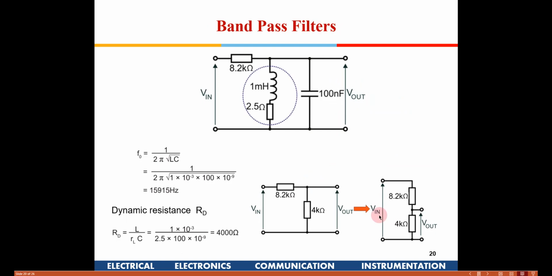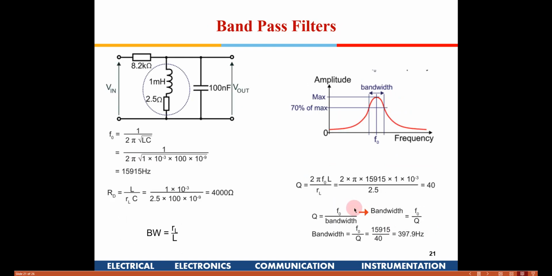So this is how a band pass filter is designed. If I take an example here, these values are given. To compute f0, I write 1 by 2 pi root LC, substitute these values, and get the center frequency. Now to find the dynamic resistance, I put L, RL and C, and I get the dynamic resistance. The quality factor is defined by the inductive reactance at f0 divided by RL, and you get the quality factor as 40. And the bandwidth is f0 divided by Q.